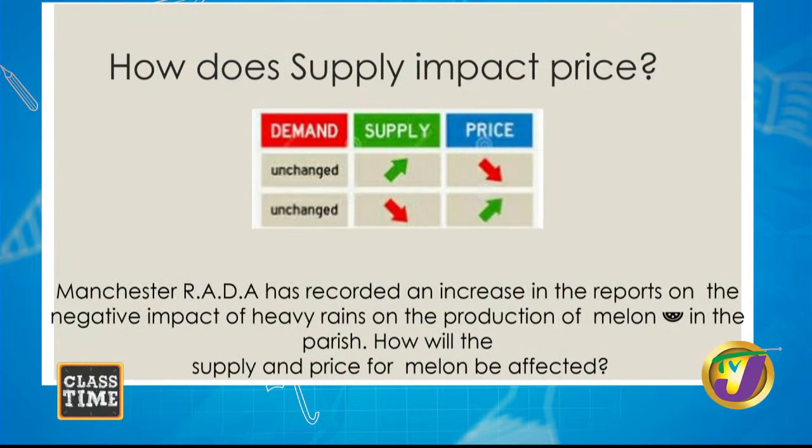So let's look at a scenario case. Manchester has recorded an increase in reports on the negative impact of heavy rains on the production of melon in the parish. How will the supply and price for melon be affected? So there's a negative impact from the heavy rains we had the other day on melons in the parish. So how will this impact the supply of melon and the price for melon? Let's see what you're thinking.